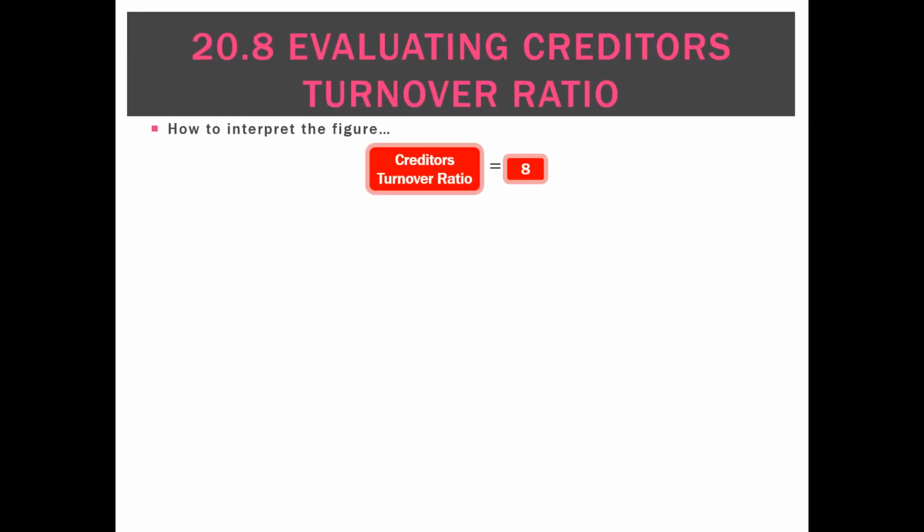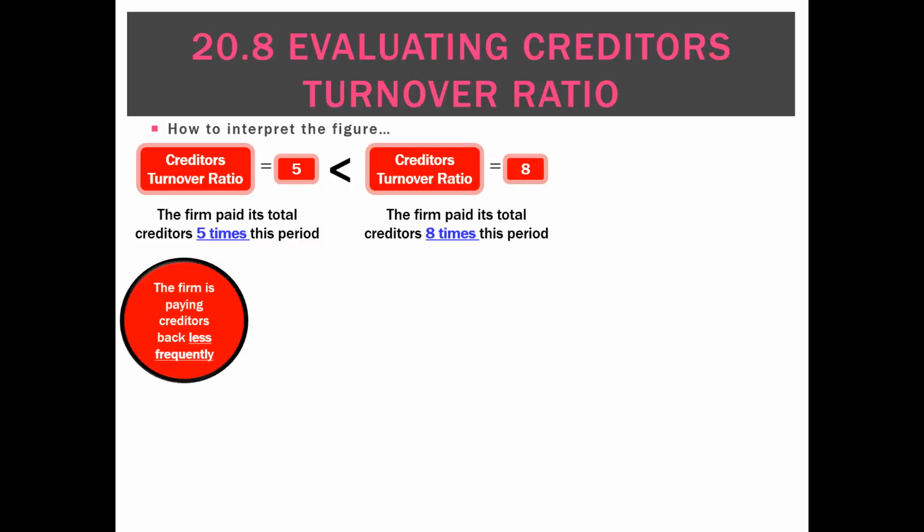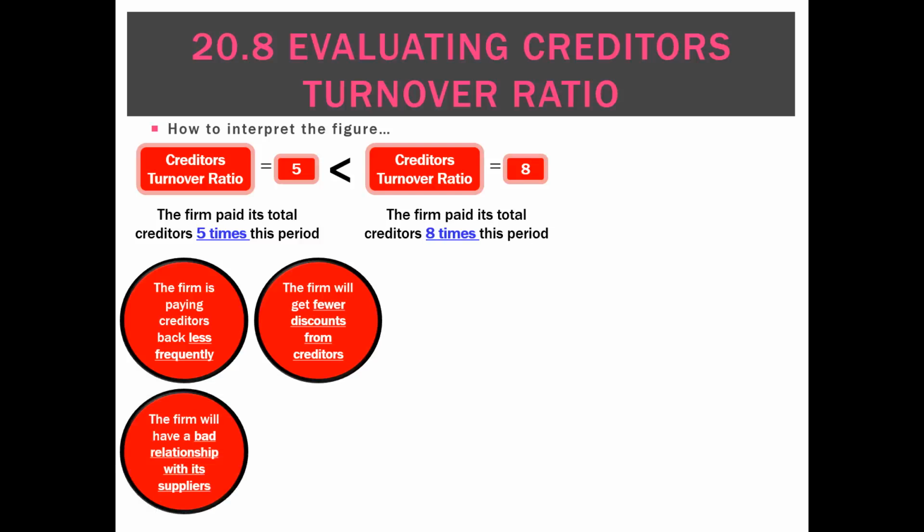Looking at the ratio, if it was 8 last period, and this period it goes down to 5, that means the business went from paying its creditors in full 8 times last period to 5. We would say on face value that is a negative trend because we're paying our creditors back less frequently, and that might mean we're going to get fewer discounts from our creditors. It could also cause us to have a bad relationship, and remember, creditors provide us with interest-free credit, so we don't want to get them upset.